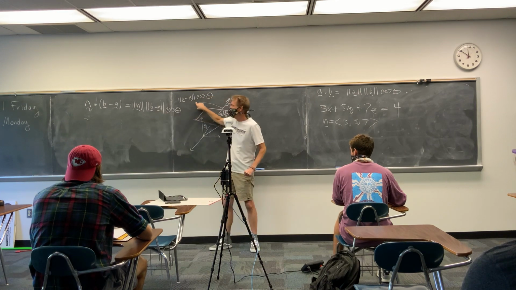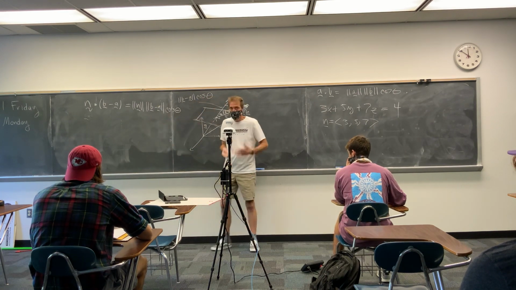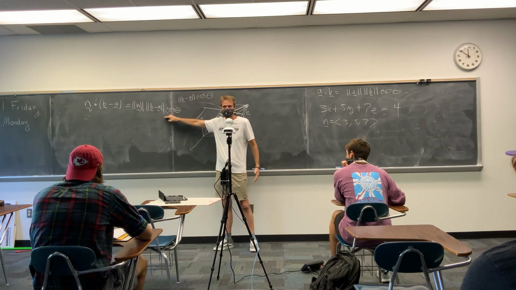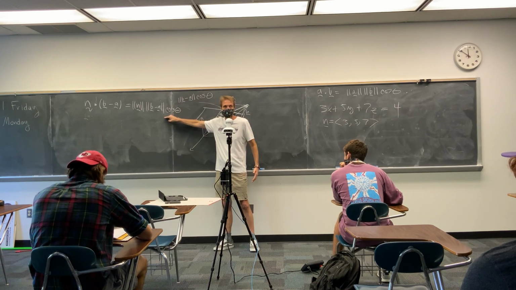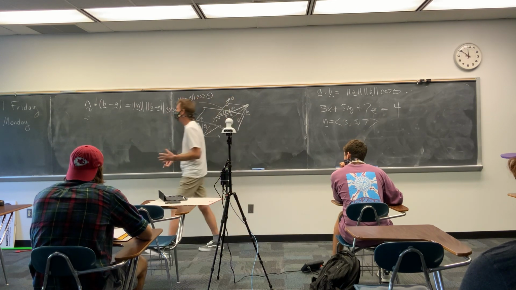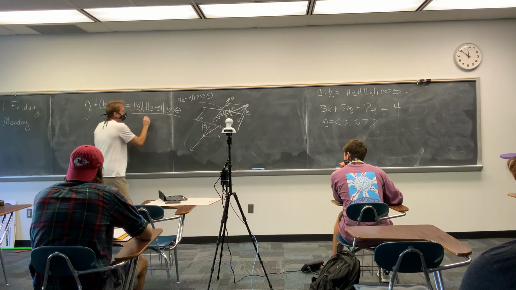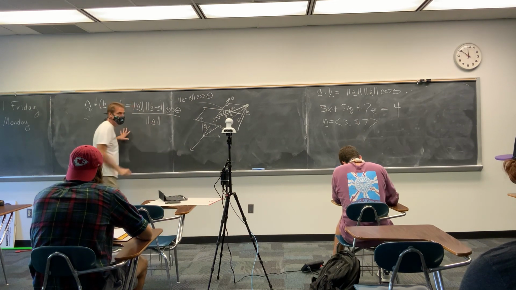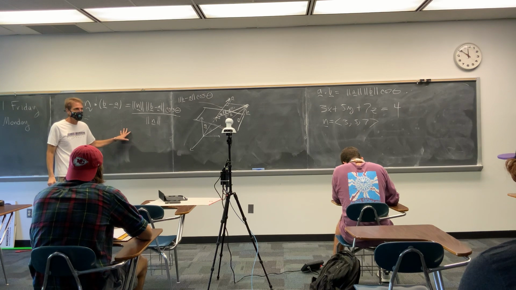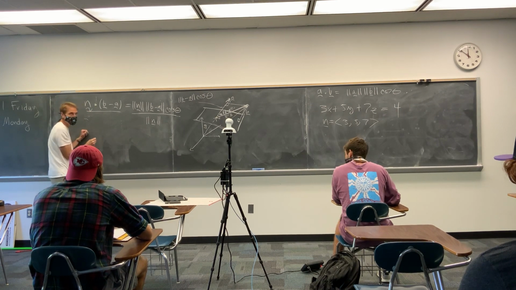I want this, but I got that. What do I have too much of over here? The norm of n. Could I get rid of the norm of n by dividing by the norm of n? That would mean I would also have to do that to this side.